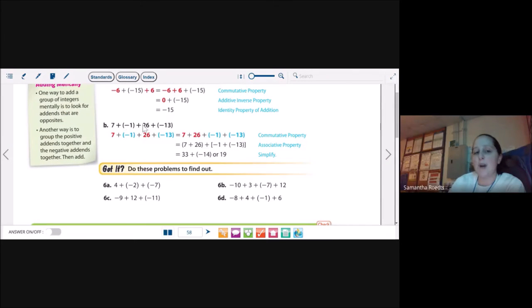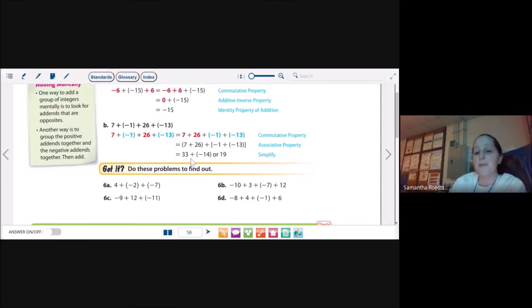7 plus -1 plus 26 plus -13, okay? There's no additive inverses in this one, but I noticed that 7 and 26 both have a positive sign, so I'm going to group them together using the commutative property, and -1 and -13 are both negative, so I'm going to group them together using the commutative property. I add my positives first. 7 plus 26 equals 33. Then I add my negatives. -1 plus -13 is -14.